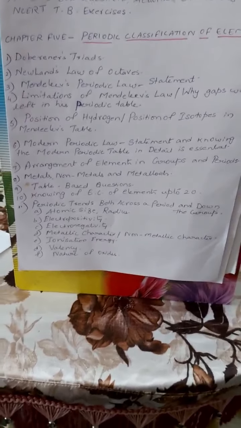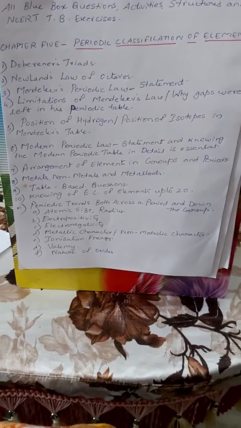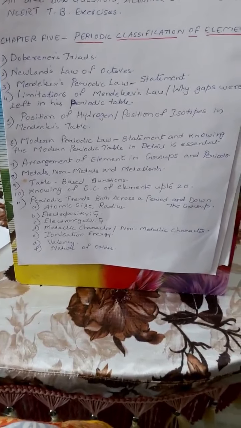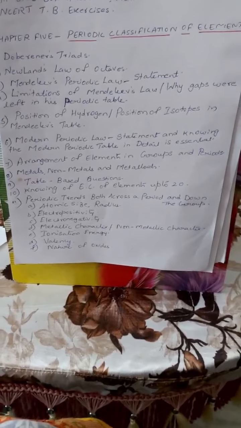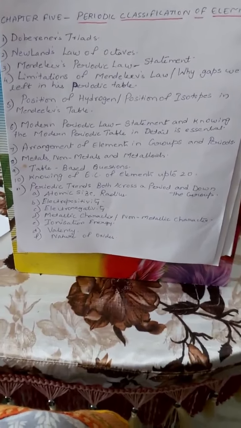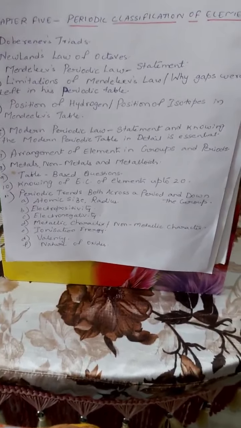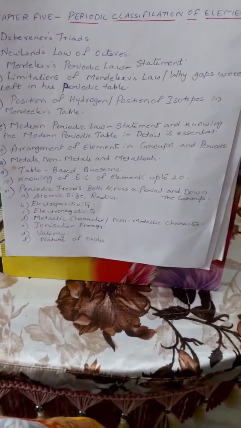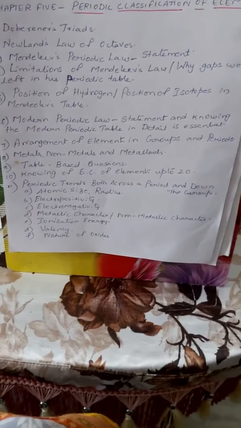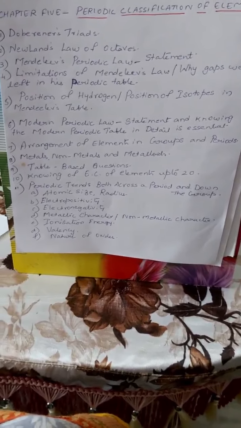The modern periodic law, the statement and knowing the modern periodic table in detail is very, very essential. The arrangement of elements in groups and periods. Arrangement of metals, non-metals and metalloids in the periodic table. And one has to be thorough with all the table-based questions that can be asked in the exam. Then the knowing of electronic configuration of elements up to 20.